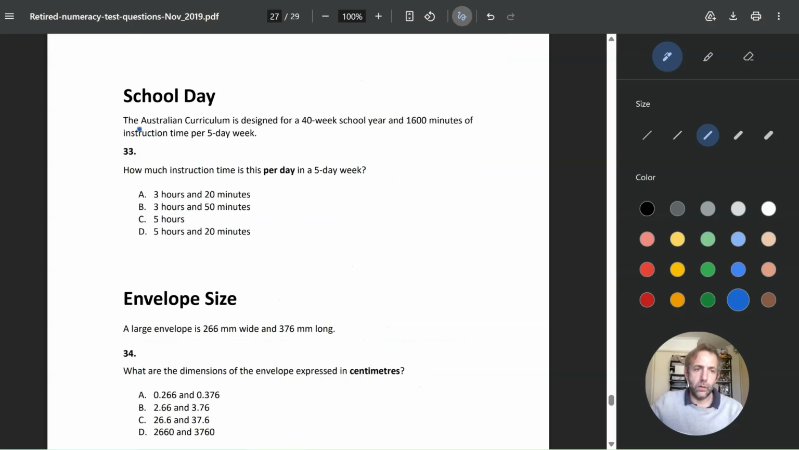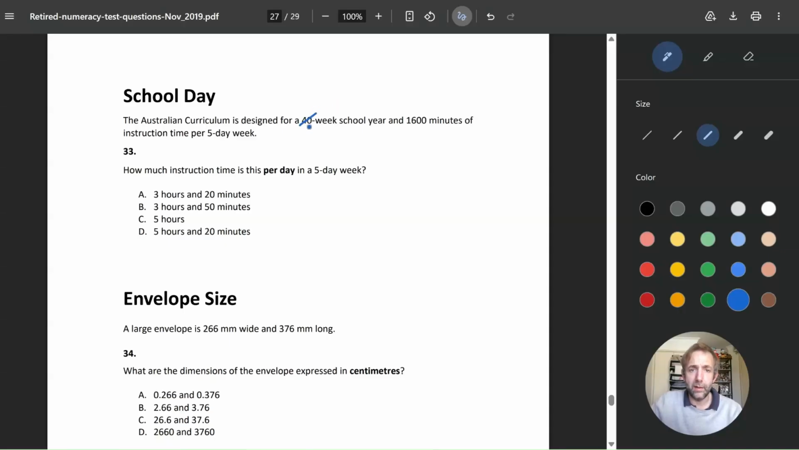So in this question, we are told that the Australian curriculum is designed for a 40-week school year and 1,600 minutes of instruction time per 5-day week. This was in 2019, at least. It might be different nowadays. And it says, how much instruction time is this per day in a 5-day week? So we've got 1,600 minutes of instruction time per 5-day week. It asks us how much instruction time is this per day in a 5-day week.